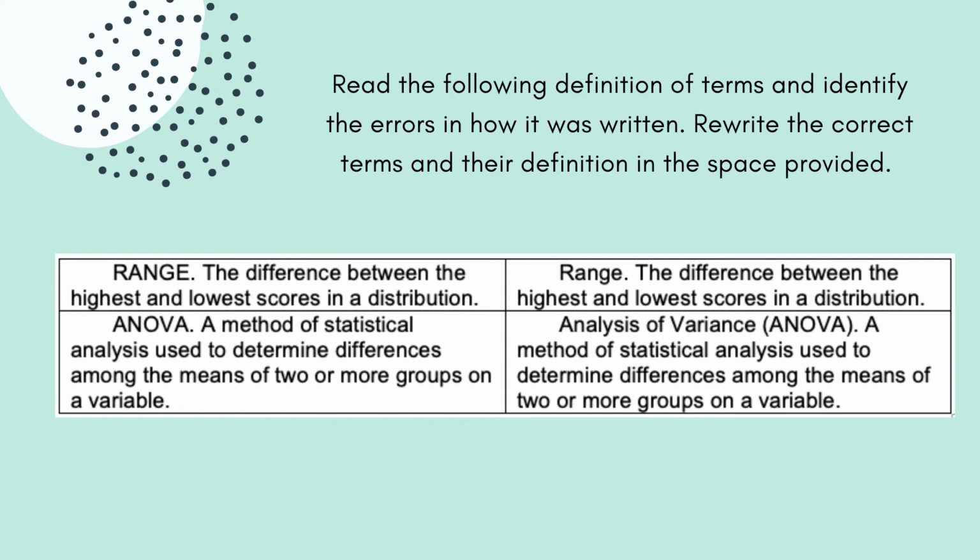ANOVA, a method of statistical analysis used to determine differences among the means of two or more groups on a variable. O, itong ANOVA, talagang acronym to. Ang mali dito, dapat nilagay muna analysis of variance, yung meaning ng acronym na ANOVA. And then, put ANOVA inside the open and close parentheses. Then, define the meaning of this statistical tool.